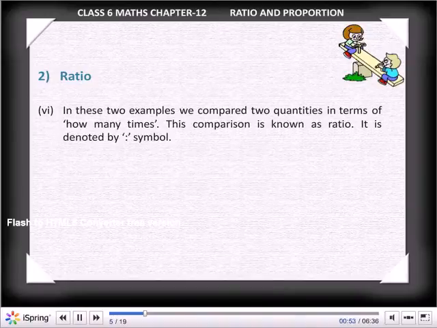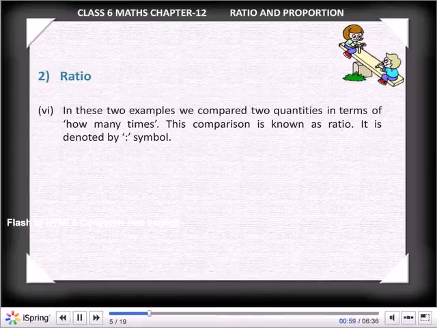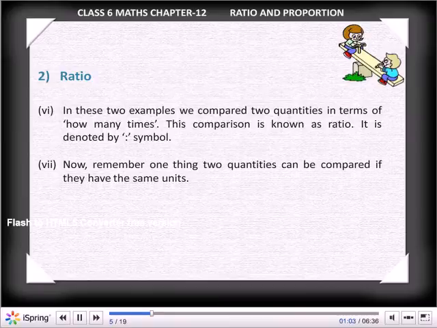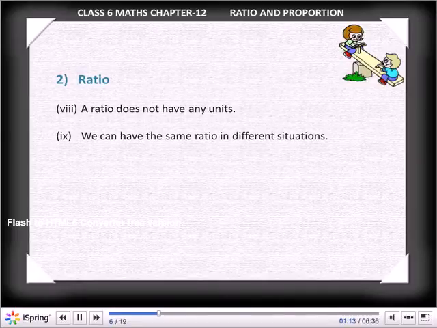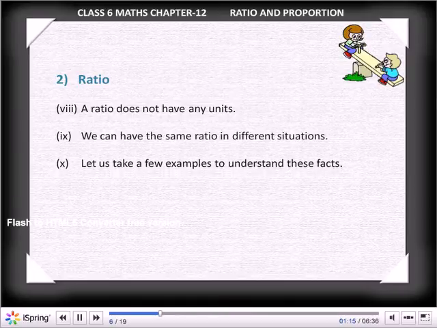In these two examples, we compared two quantities in terms of how many times. This comparison is known as ratio. It is denoted by the symbol shown here. Now, remember one thing. Two quantities can be compared if they have the same units. A ratio does not have any units. We can have the same ratio in different situations. Let us take a few examples to understand these facts.